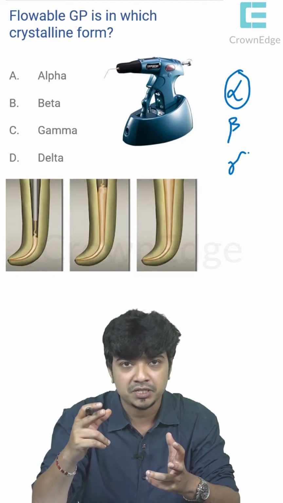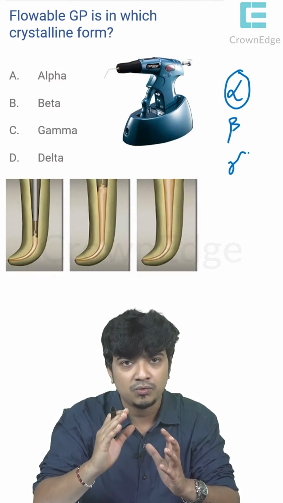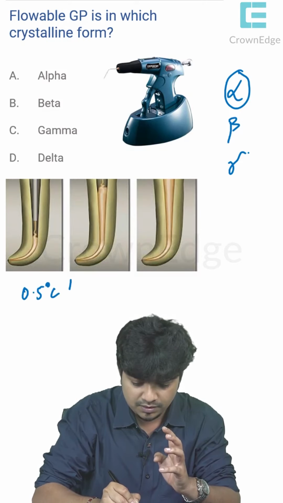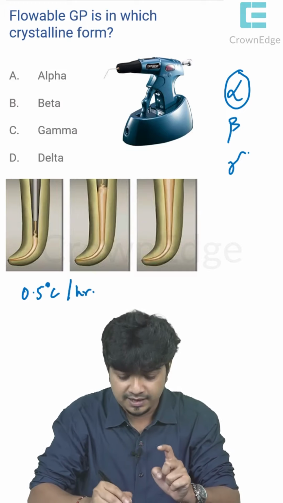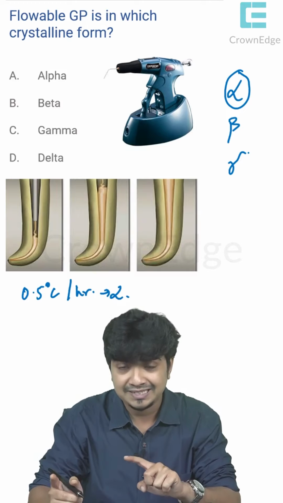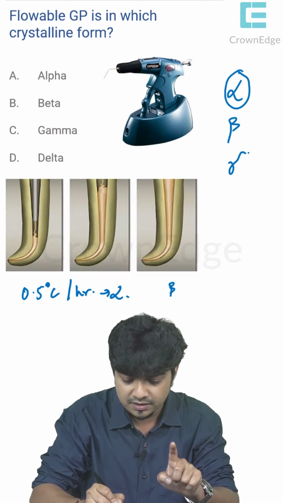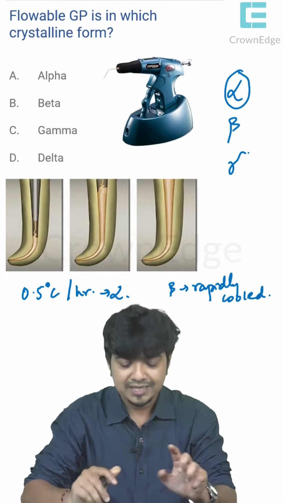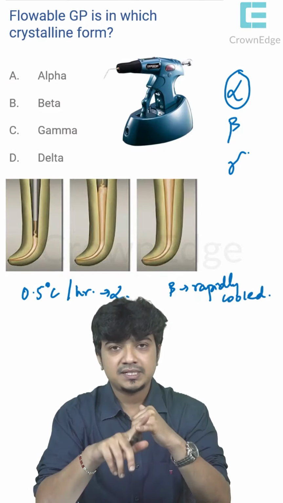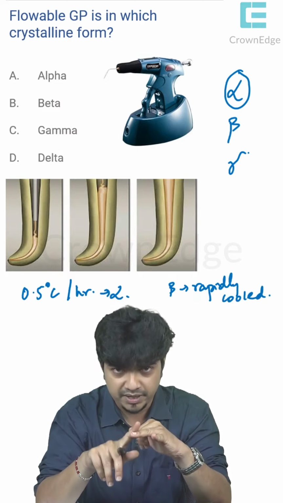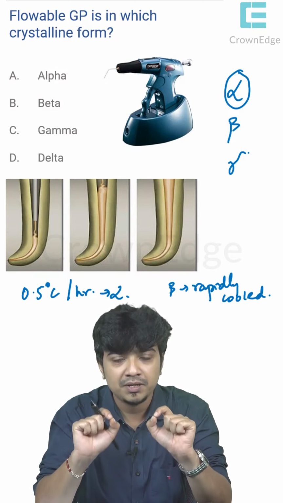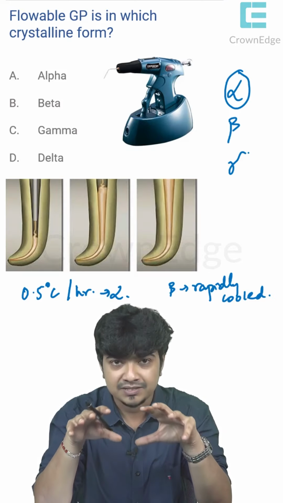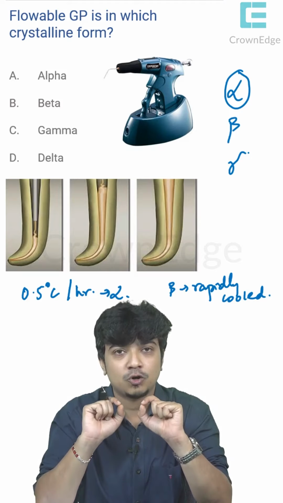When alpha gutta percha is slowly cooled down at approximately 0.5 degrees Celsius per hour, you get alpha gutta percha. However, if it is rapidly cooled down, then you get beta gutta percha. So let's make two things clear: what is alpha and what is beta? Alpha is flowable gutta percha. It is tacky, it flows very well, it's low in viscosity, and it is also plasticized.